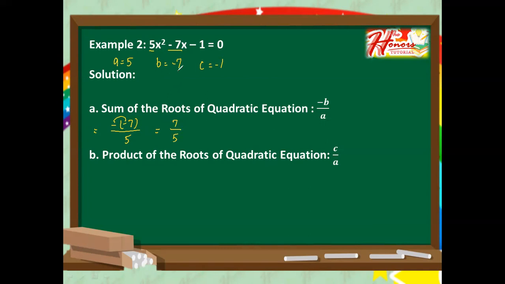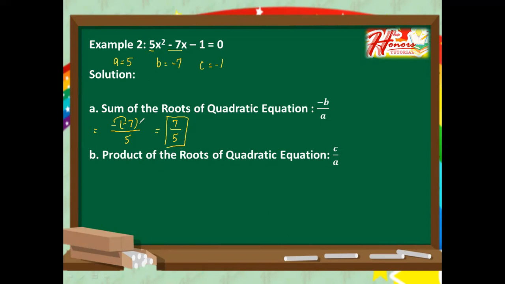Kindly check if there's still a number that can divide the numerator and denominator at the same time without remainder. So in the case of 7 over 5, there's none. So therefore, we're not going to simplify it. It will remain as 7 over 5.